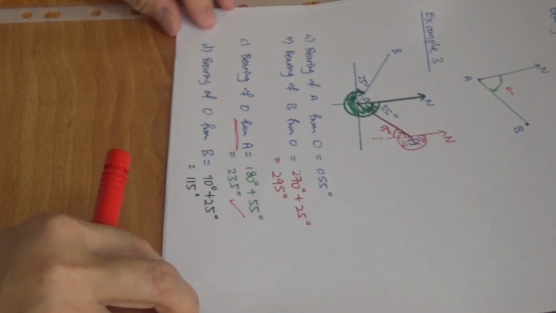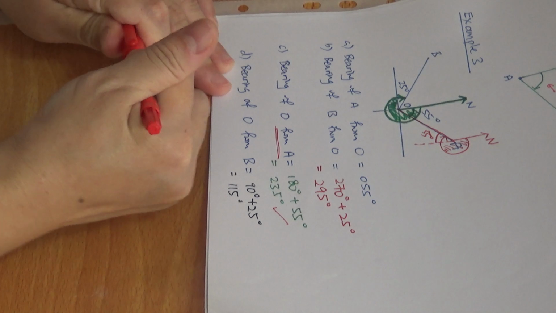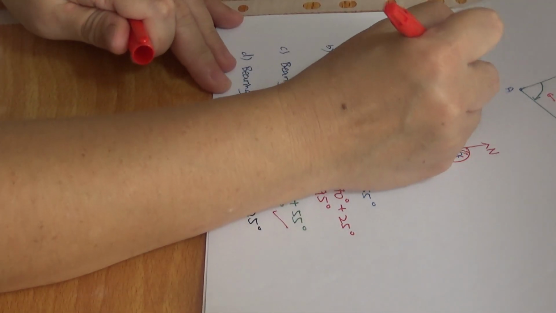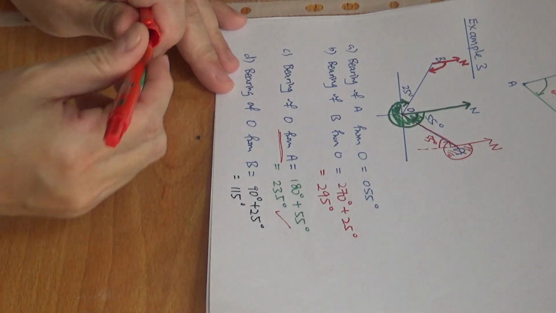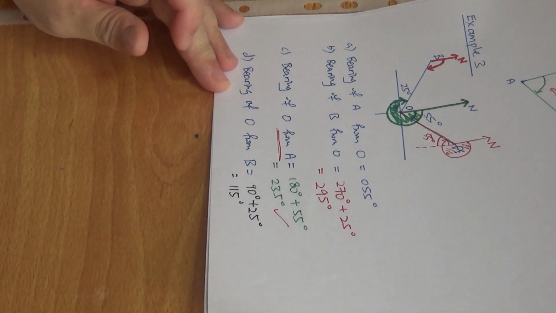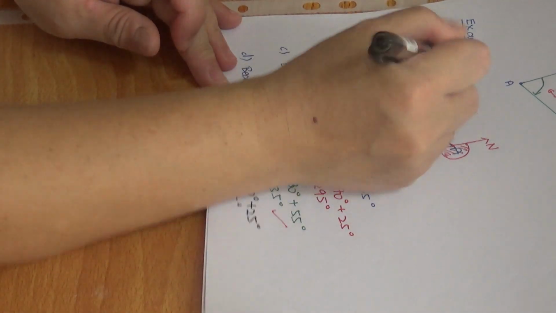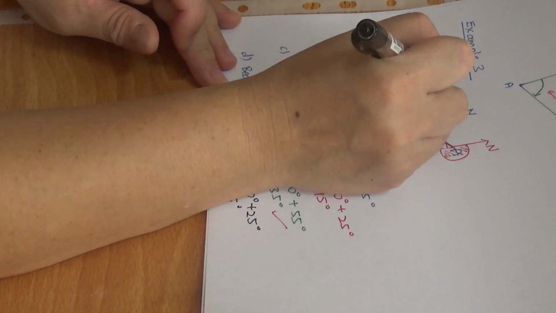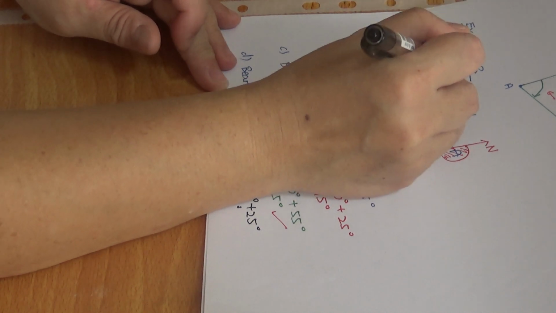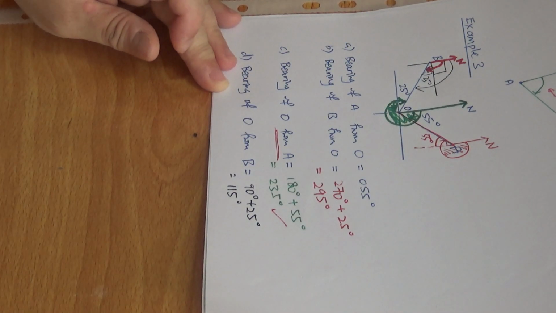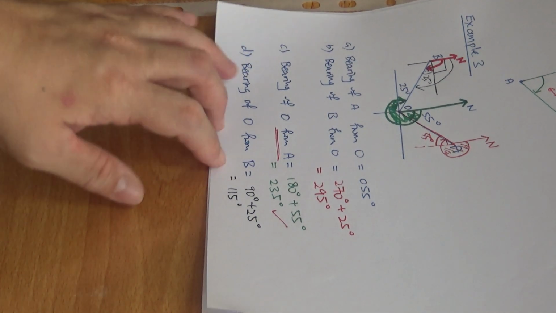Okay, last part, the bearing of O from B. Now, bearing of O from B, that means now my north line has to be at B, and I'm supposed to find this angle. Okay, now how do I find this angle? Everybody knows that this is 90 degrees. Now if I extend this, this will be 25 degrees because of alternate angles. So if I take 90 plus 25, I will get this whole angle, which will give you 115 degrees. Okay, so that will be your example 3.